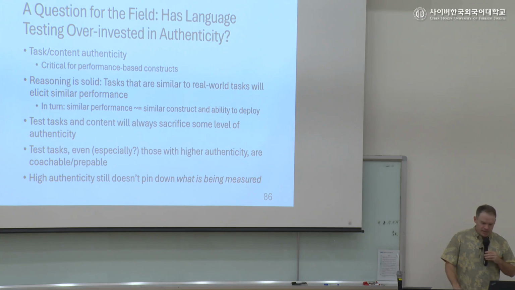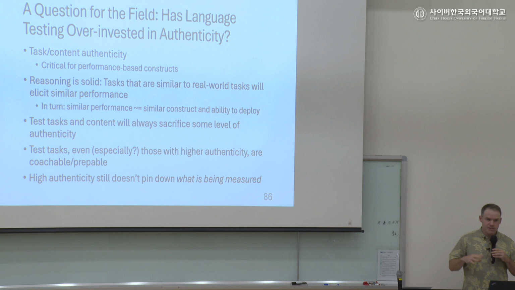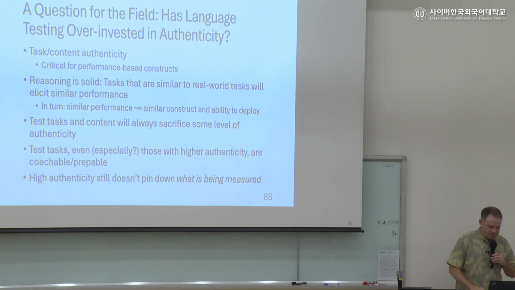But we always run into a sacrifice. Our test tasks are never truly like real world tasks. And so we might be missing out on some efficiencies from adopting less authentic tasks that can still help us assess the same kinds of constructs. And again, high authenticity at the task level still doesn't pin down what is being measured. We still need theory that sort of ties something to a trait-like construct, I think, in my view. I think we have that theory, we should be drawing on it.